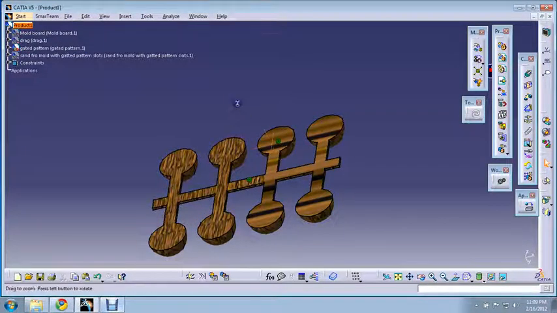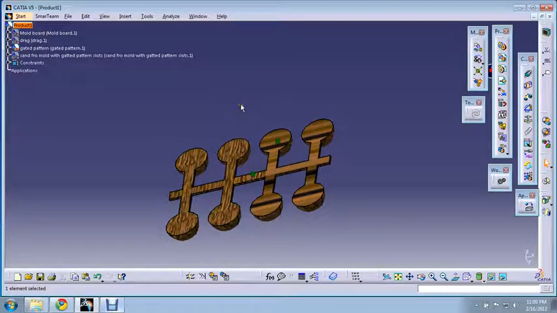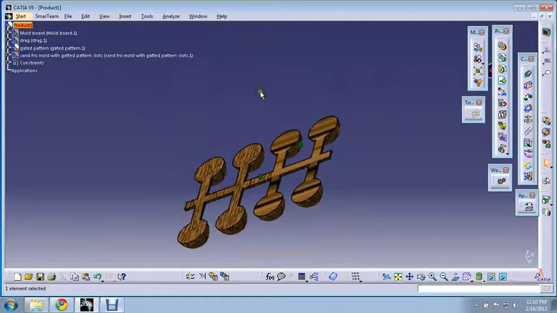Hello everyone, in this video I will be telling you how to make a sand mold using gated patterns. Well, first of all we'll talk about what gated patterns actually are. These are generally an improvement over solid patterns.